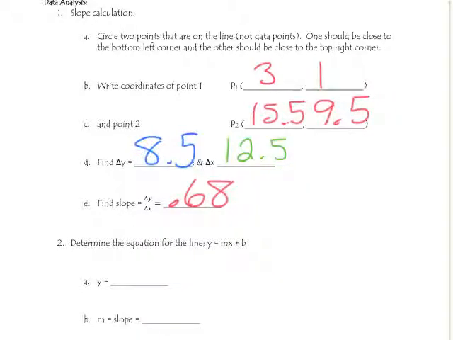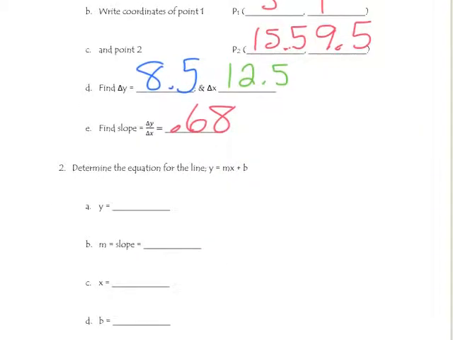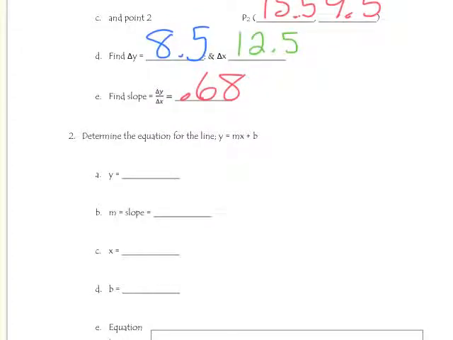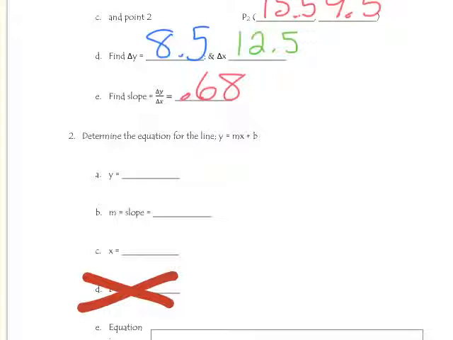All right, so now we're going to wrap up this lab by answering the questions for part 2. And all we're doing is just filling in the blanks. Here we have y, we have slope, we have x, and we have b. First off, I wanted to point out that we're not going to use b. So we're going to focus on just the other three: the y, the slope, and the x.